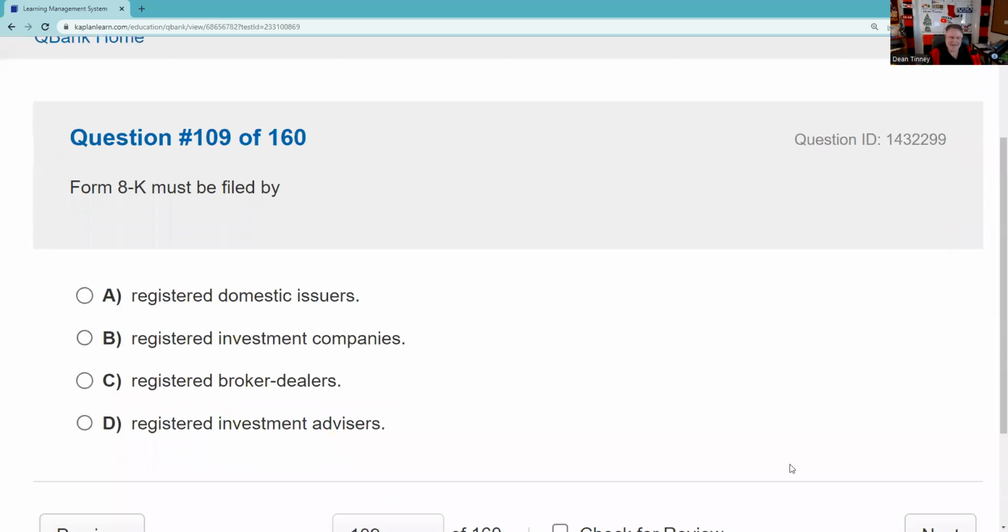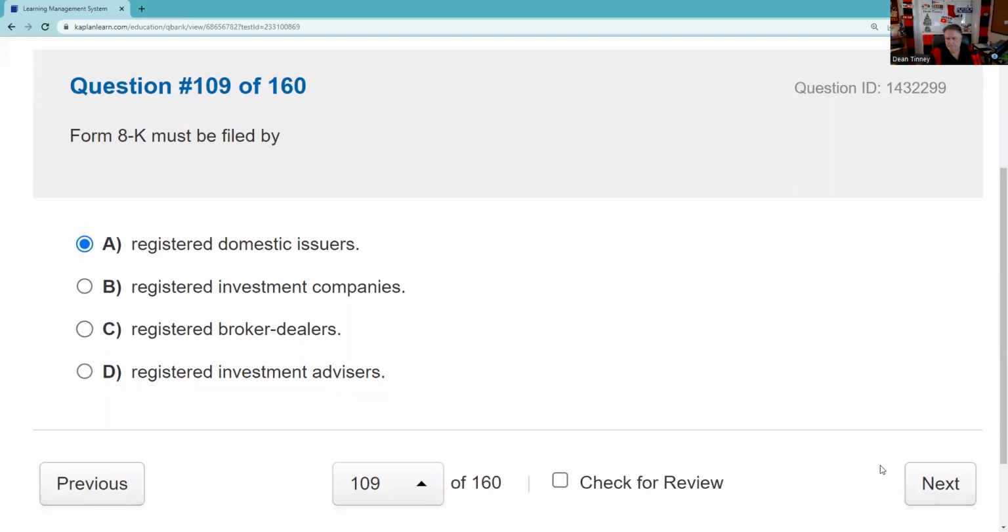109. A Form 8-K must be filed by registered domestic issuers. I would know there's 2 circumstances in which an 8-K would be filed: a material current event of a publicly held company, and we also file an 8-K to cure a violation of Reg FD, selective disclosure.